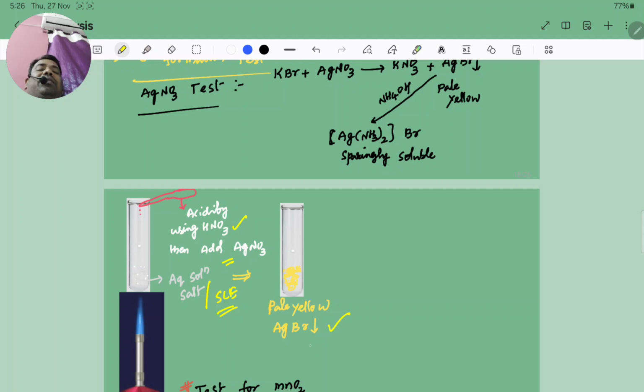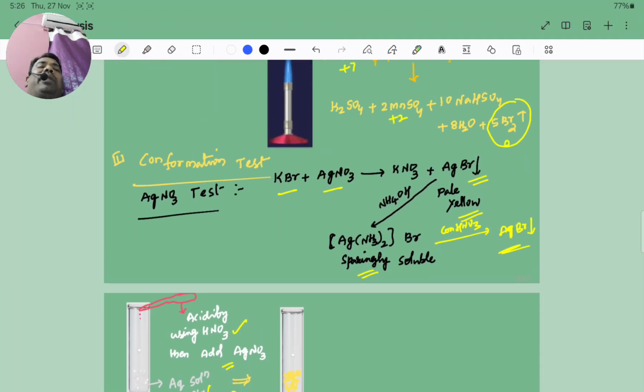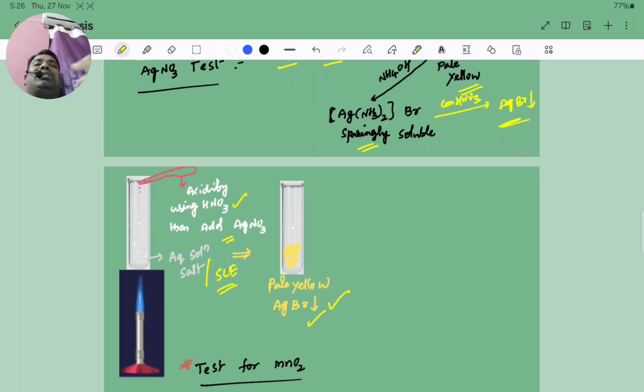which indicates formation of AgBr, silver bromide, right? Look at, student, KBr reacted with AgNO3 forms KNO3 and AgBr as a pale yellow color, right? Now this AgBr is treated with ammonium hydroxide, then it will form a sparingly soluble silver complex, right? Now this sparingly soluble complex, again you can react it with concentrated HNO3, student, again it will form a pale yellow color precipitate that indicates formation of AgBr, right? Now this is the confirmatory test for what, student? Bromide ion. These tests are most important, student, just revise once, right?